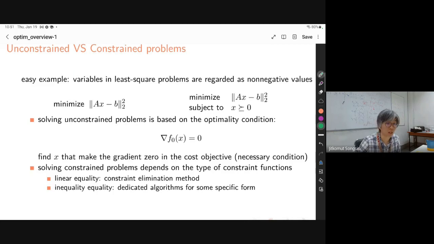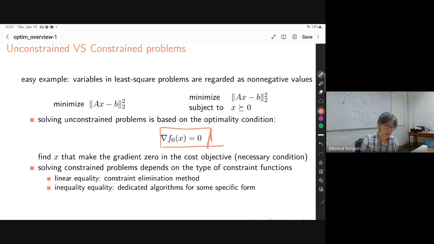After we have seen a lot of problem types in optimization, I would like to mention the very first thing, the most simple one, that is an unconstrained problem. I think this is very well known from calculus: when you have an unconstrained problem, the optimality condition is to take the gradient of the cost objective and set it to 0.